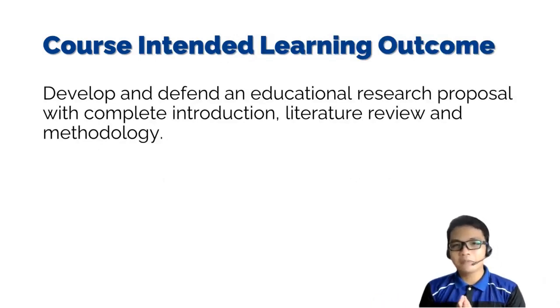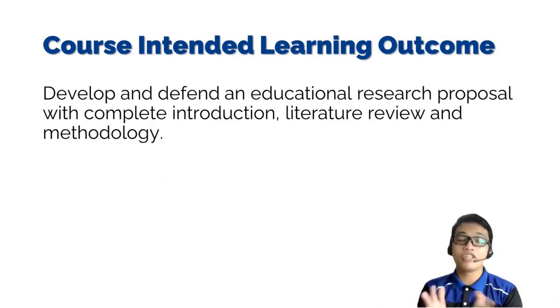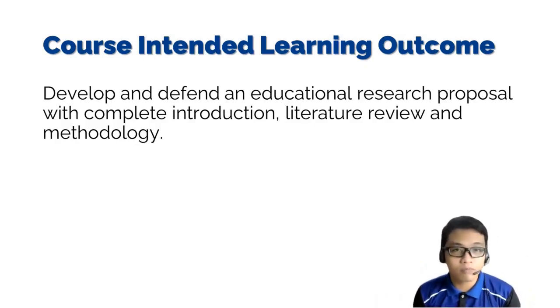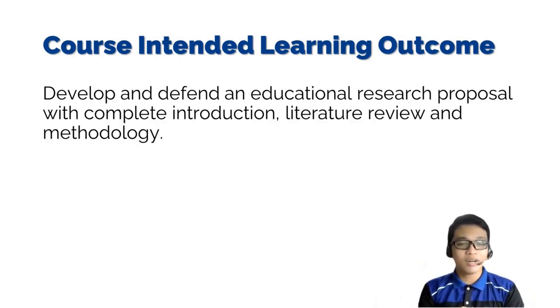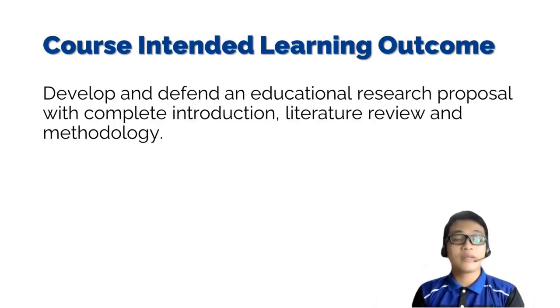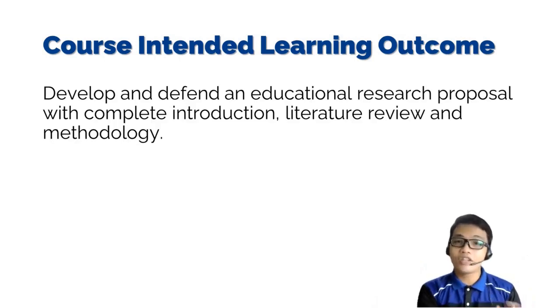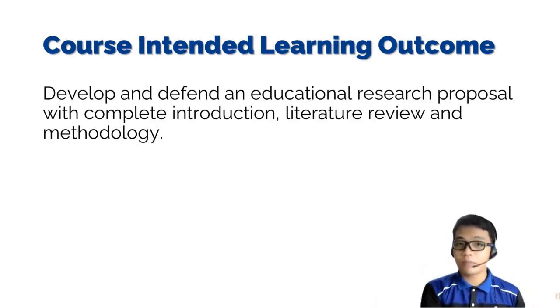Now, our final intended learning outcome is for you to develop and defend an educational research proposal with complete introduction, literature review, and methodology. In the new thesis format for the College of Education, you are expected to have 3 chapters in your thesis. In this course, we would like to cover the first and the second chapters. The first is the introduction, the problem, and the review of related literature, and the second chapter is your methodology and research design.